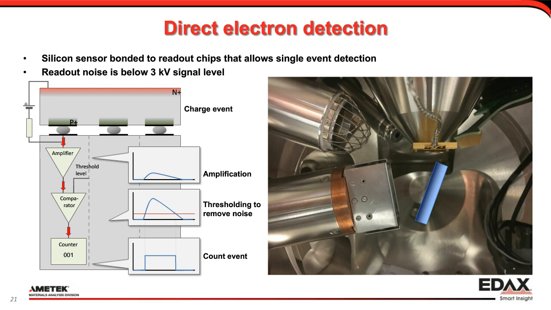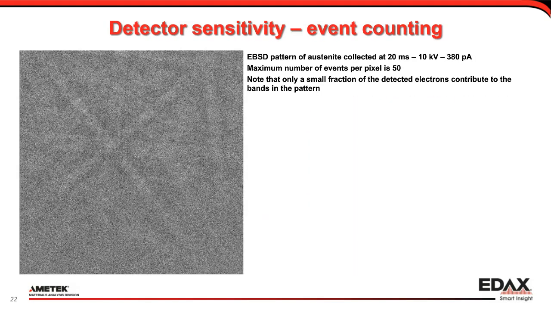Now, how many electrons do we need to make a picture? Here I have an EBSD pattern, 20 milliseconds at 10 kV at 380 picoamp, and the maximum number of events in any one pixel is 50. So it's not much. And you can see the pattern is not brilliant. It's very noisy, but the bands are clearly recognizable.